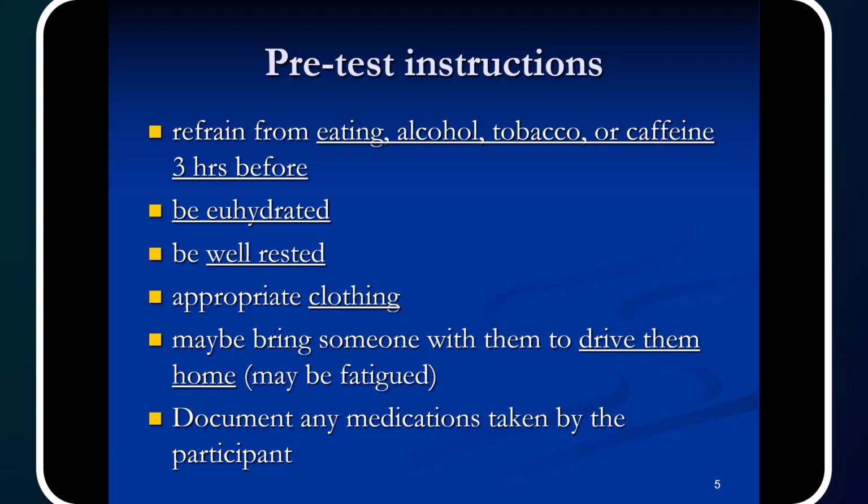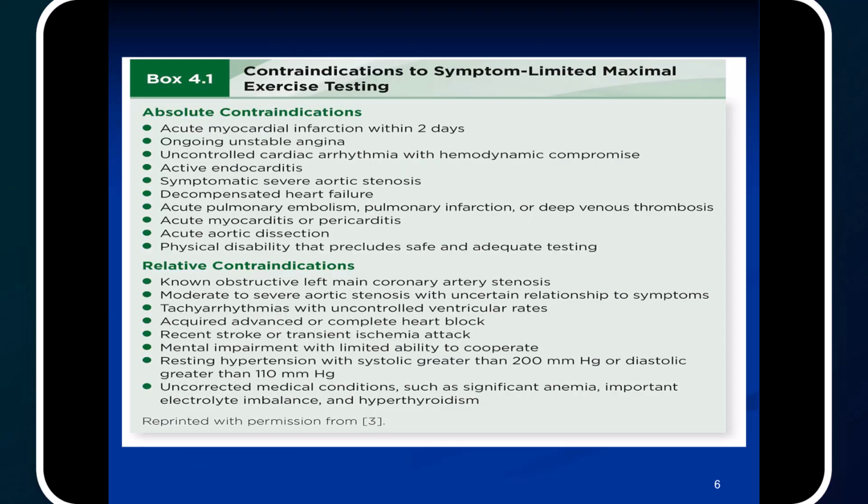So things like beta blockers, which can impact the heart rate, or any other medication that might play a role in manipulating the results that you're getting from the test. So all of that is good to keep track of. And here's the contraindications I was referring to.